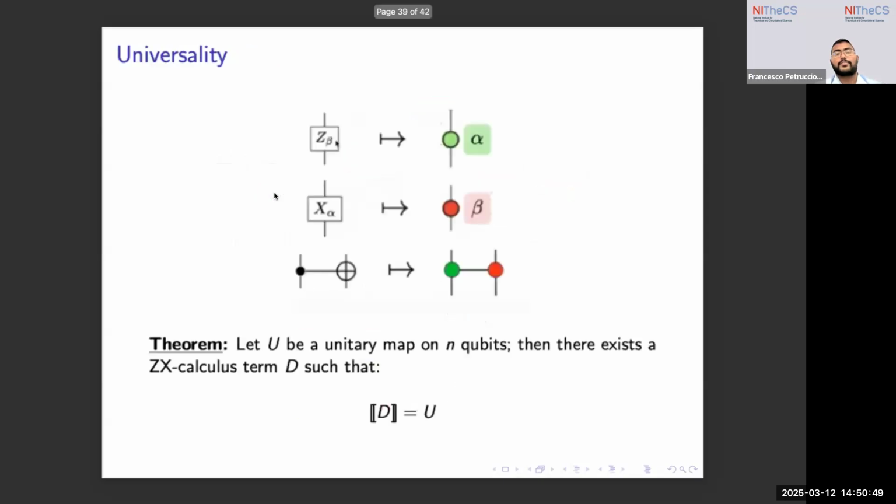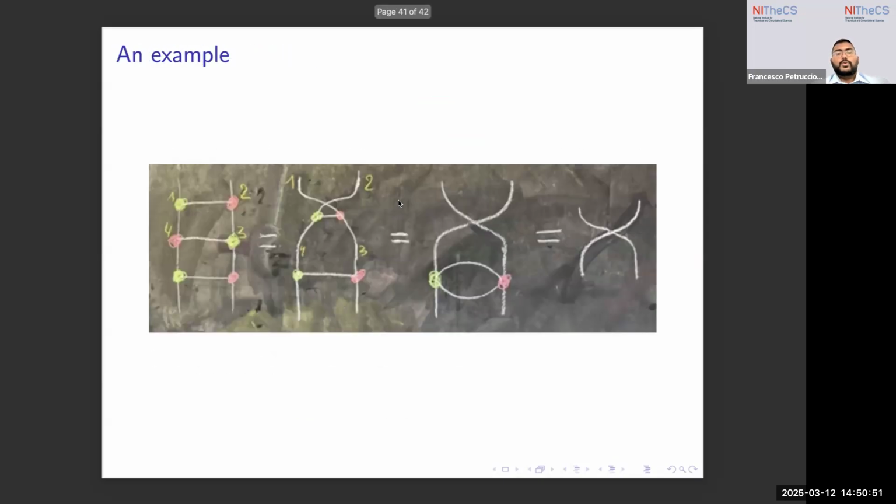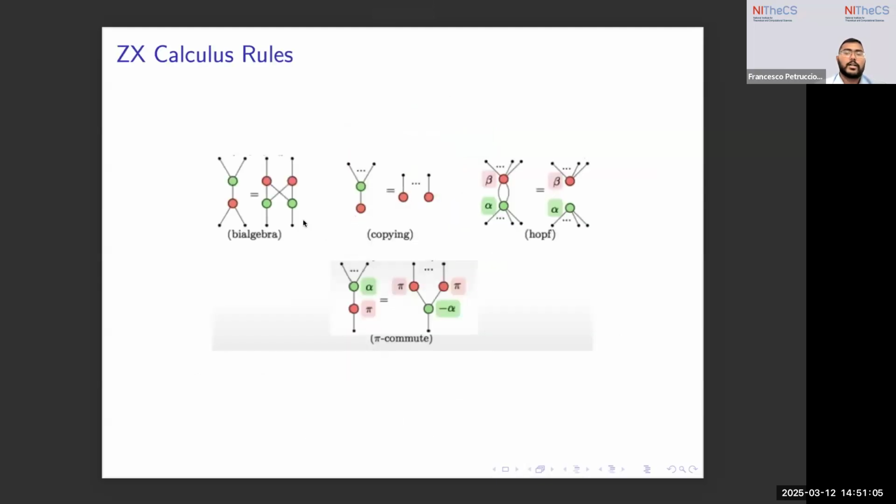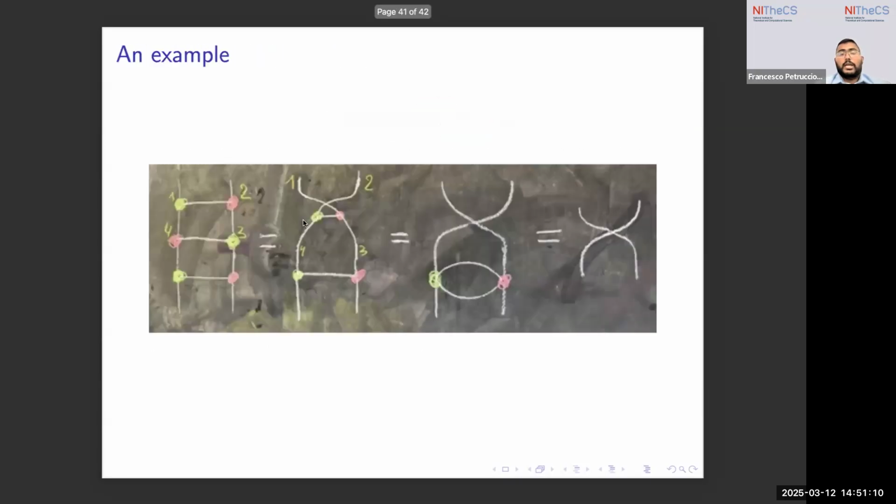and then fuse spiders of the same color to obtain the second diagram. From the second diagram, again, you can apply the bialgebra law, and then lastly, we remove these two wires joining this green and red spider by the Hopf law to get the picture on the right. And this we can see graphically is a swapping operation.